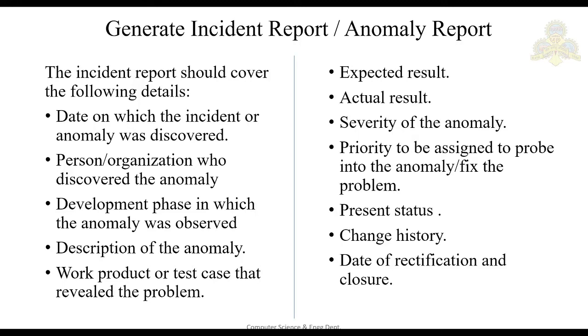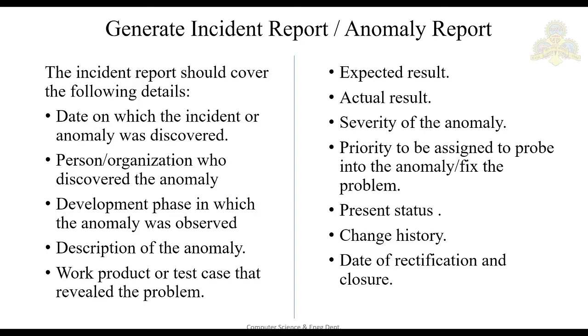Then you have to have the description of the anomaly: how it happened, if that is known, and what it is causing. All these things have to be mentioned. Then the work product or the test case that revealed the problem has to be there. The expected result and actual result should be present in your incident report. Again, the priority and the severity of the anomaly or the incident should be there.